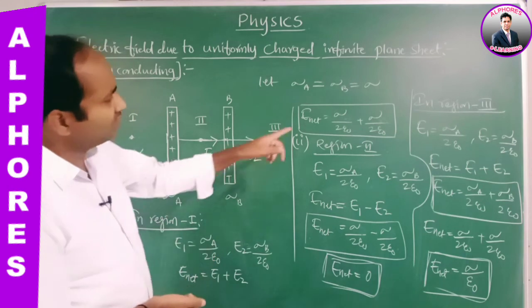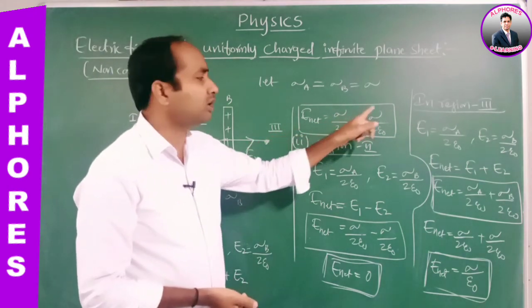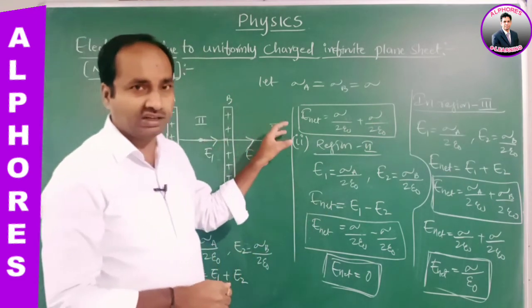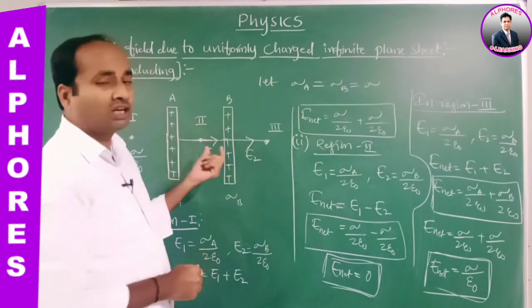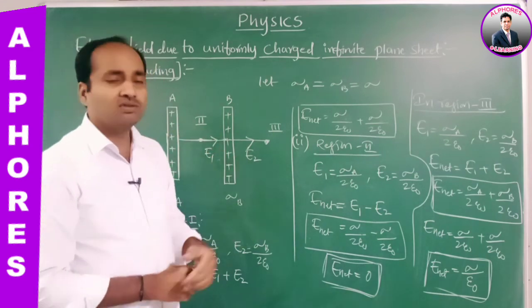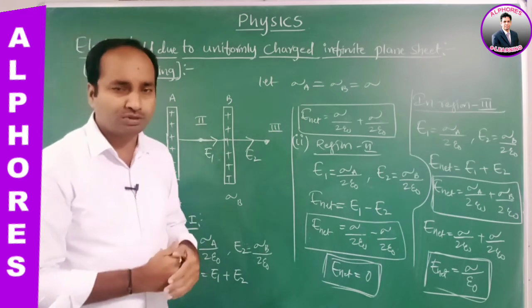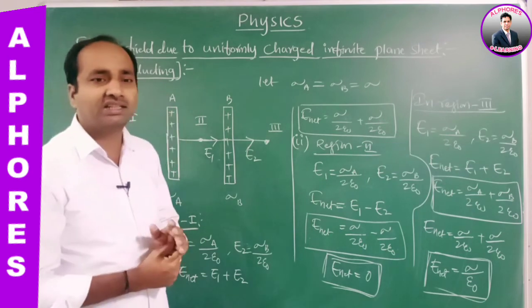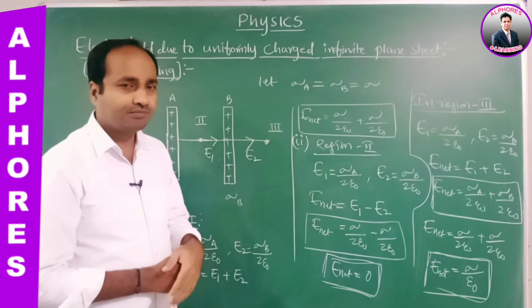Even if they are different values, where the surface charge densities of the two plates are different, what is the formula? Sigma A by 2 epsilon naught plus sigma B by 2 epsilon naught in region 1 and region 3. But in between these two metal plates, what is the value? Sigma A by 2 epsilon naught minus sigma B by 2 epsilon naught, where the surface charge density of plate A is greater than that of plate B in such conditions.